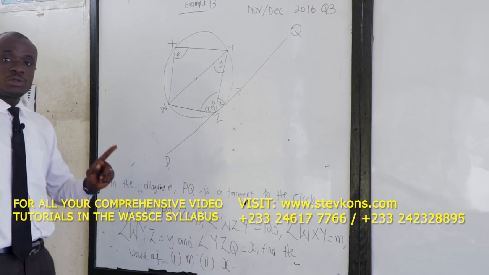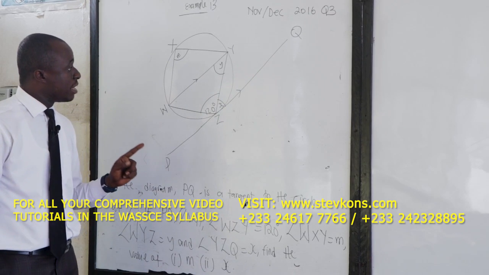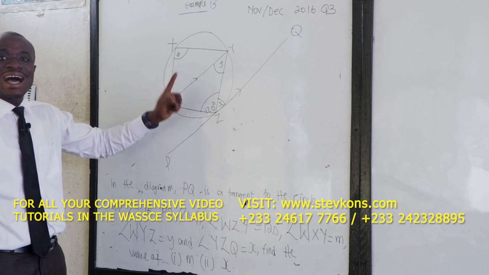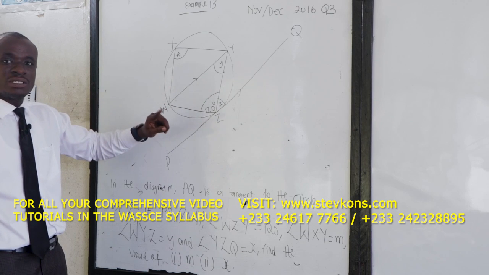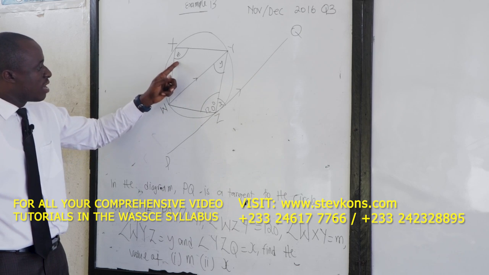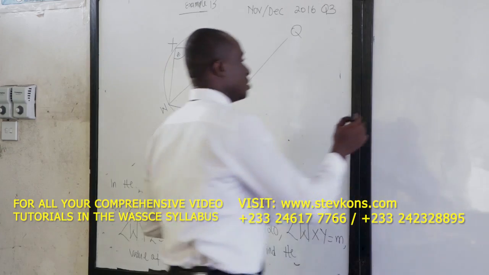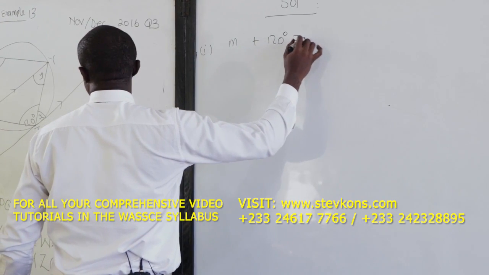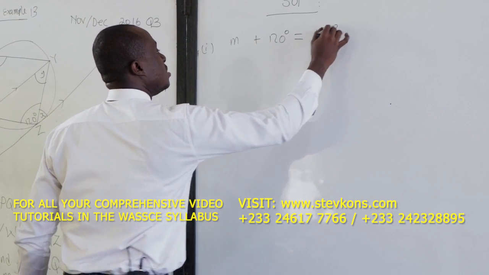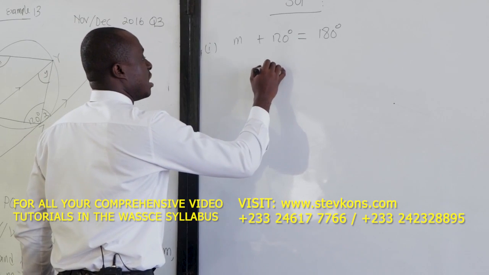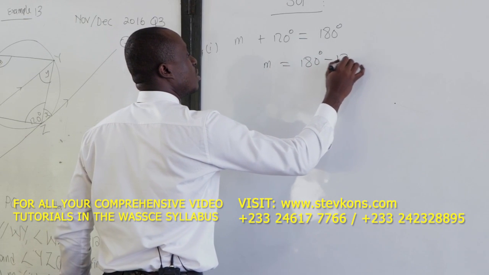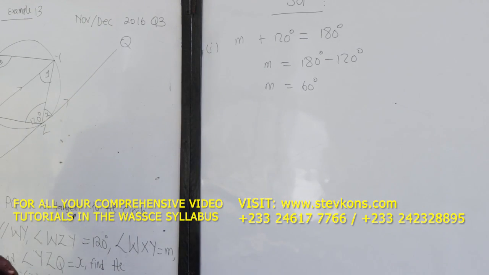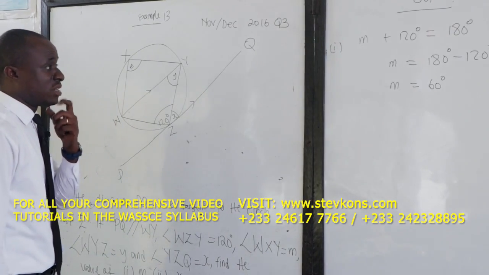Now WY, we are not told it is a diameter. Clearly it is a chord, and because it is a chord, the sum of the opposite angles at the circumference is equal to 180 degrees. So M plus 120 equals 180 degrees. Clearly our M is equal to 180 degrees minus 120 degrees, and this is giving us 60 degrees. Our M is 60 degrees.